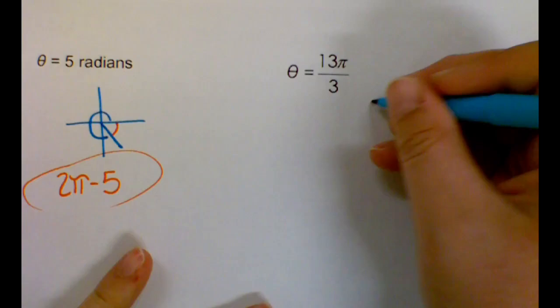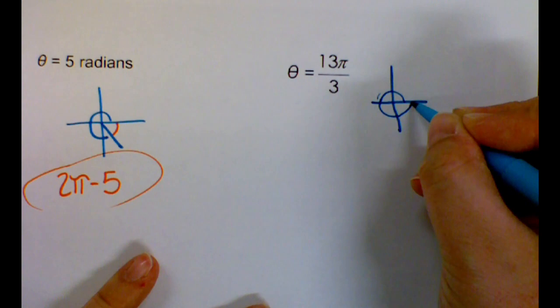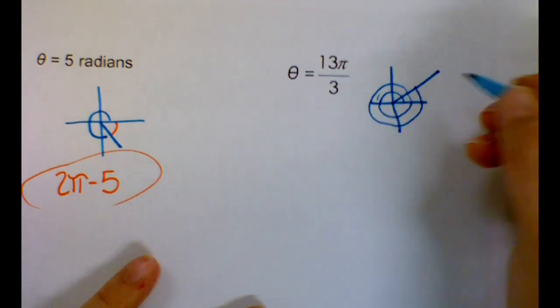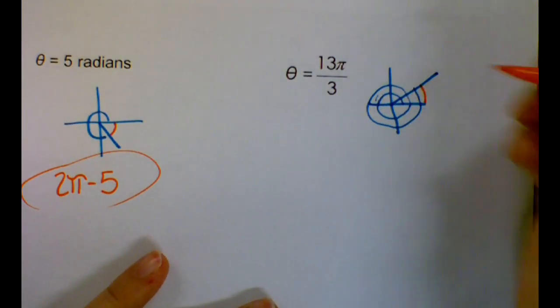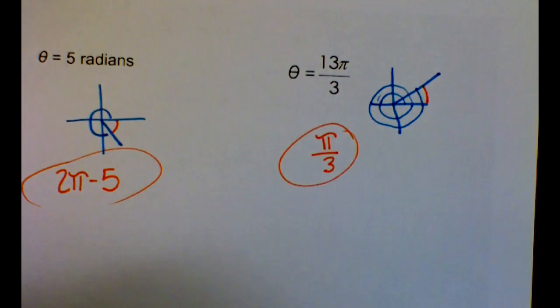13 pi over 3. All right, well, let's see here. 3, 6, 9, 12, 13. There's my angle. How far to get me to the x-axis? Well, I went a third pi over, so pi over 3 is my reference angle.